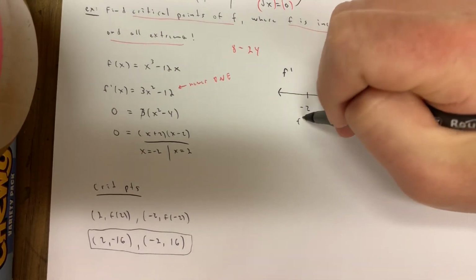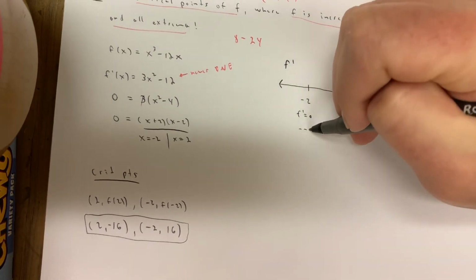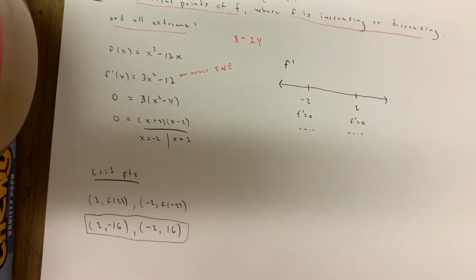And you can see that this is a place where F prime equals 0. At -2 and at +2.